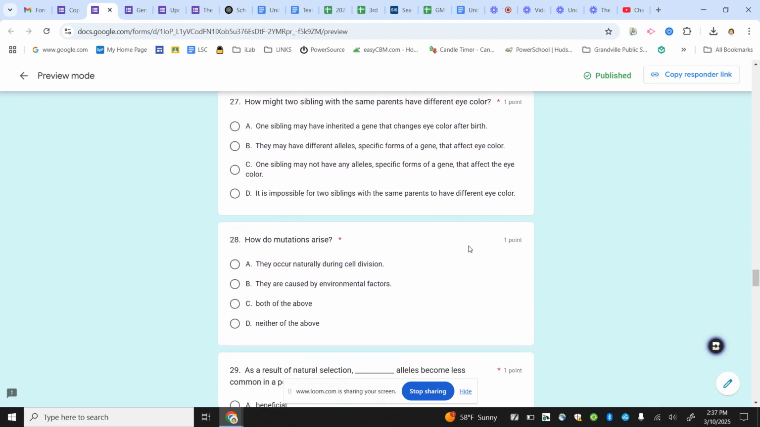Number 27, how might two siblings with the same parents have different eye color? A, one sibling may have inherited a gene that changes eye color after birth. B, they may have different alleles, specific forms of a gene that affect eye color. C, one sibling may not have an allele, specific form of a gene that affects the eye color. Or D, it is impossible for two siblings with the same parents to have different eye color.